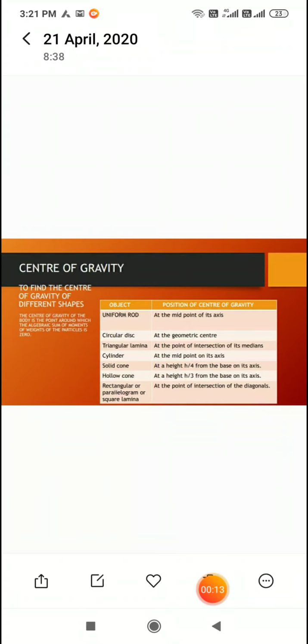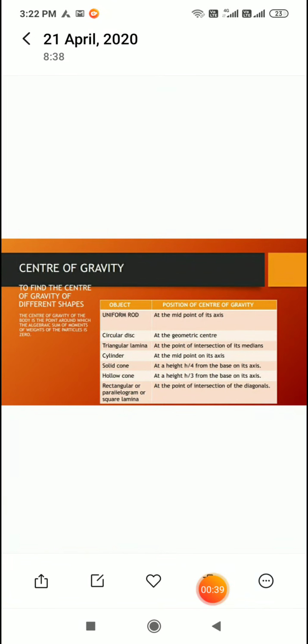Simply, the center of gravity of the body is the point on which the whole mass of the body is supposed to be concentrated. So, for every uniform body, the mass is uniformly distributed on the whole points. The particular point on which the whole mass is supposed to be concentrated is known as the center of gravity. One more mathematical definition we'll go towards.